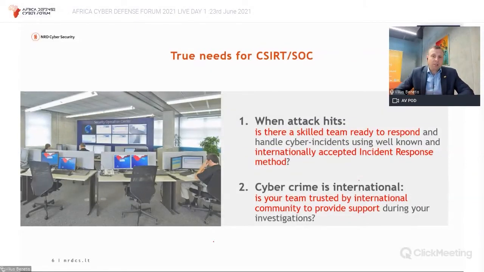And the second reason: the answer is yes or no. Is there a skilled team on whom you can rely? It can be an internal team or it can be external, as the previous speaker was telling about the MSSP, Managed Security Service Provider.